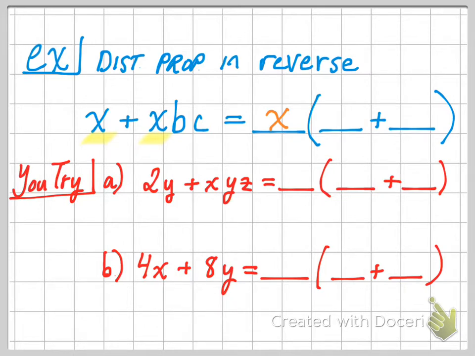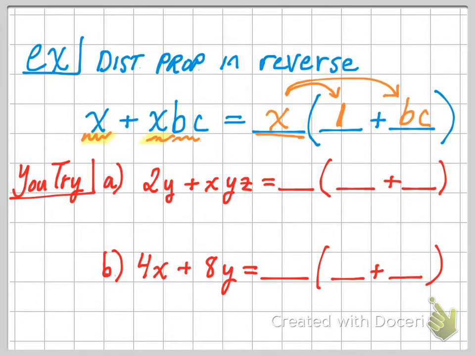So for example, if I see on the left-hand side I have an x in that first spot, that means I would have to multiply this x outside times a 1, because we can imagine 1 times x gives me my x on the left-hand side of the equation. Now, what would I have to write in this last blank would be BC, right? Because x times BC would give me back the xBC on the left-hand side.